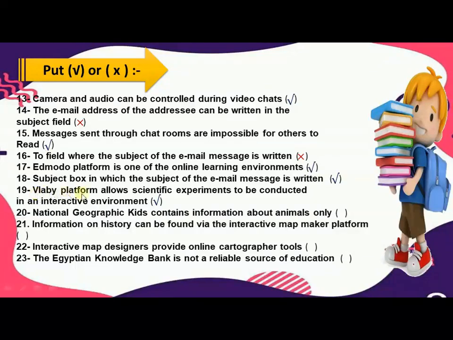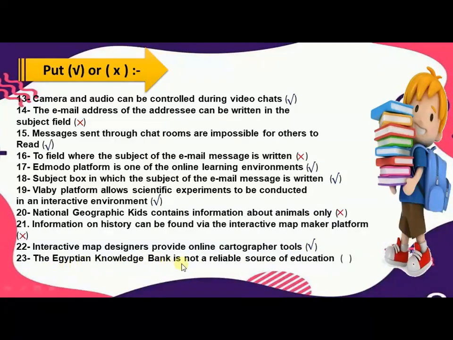Vlabi platform allows scientific experiments to be conducted in an interactive environment. True. National Geographic Kids contains information about animals only. False. Information on history can be found via the interactive map maker platform. False. Interactive map designer provides online cartographer tools. True.